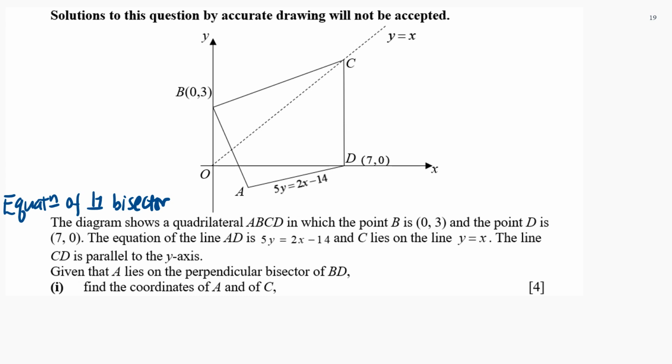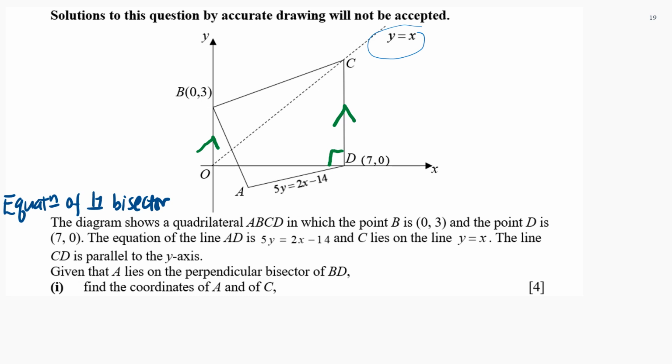Right. So what it means is that if I'm going to let my x coordinate be A, then my y coordinate is also A. So if my x is 1, my y is 1. If my x is 2, my y is 2. If my x is 3, my y is 3. That means any points that lie on this line y equals x will have the same x and y coordinate values.